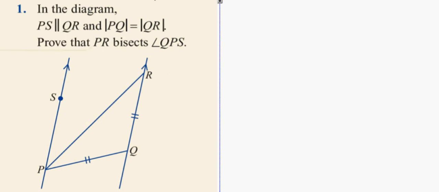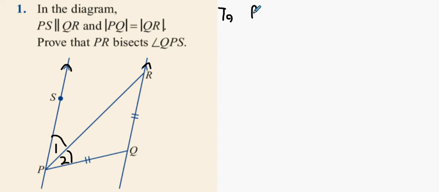Okay guys, we have a diagram. We have PS is parallel to QR. So PS is parallel to QR. That's what those two arrows mean. Proof that PR bisects QPS. So we want to prove that angle 1 equals angle 2.